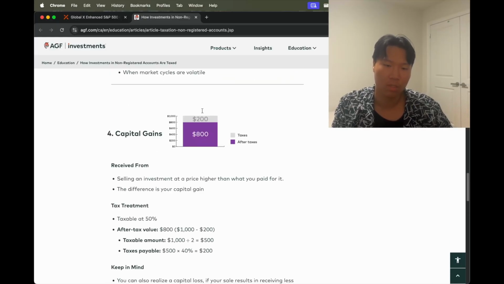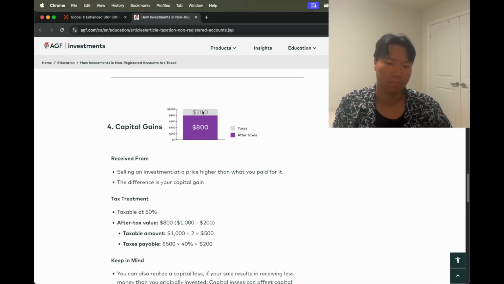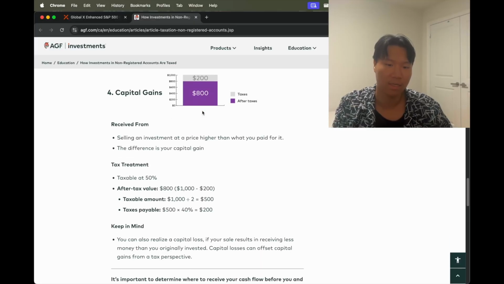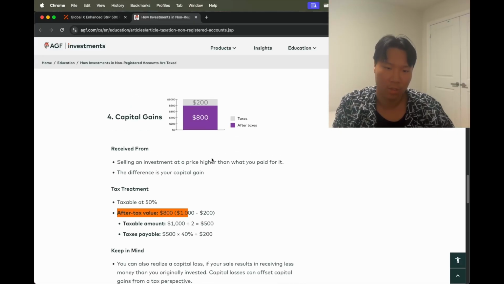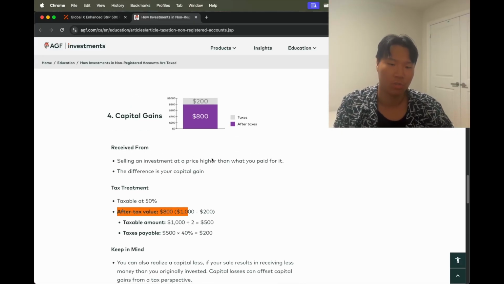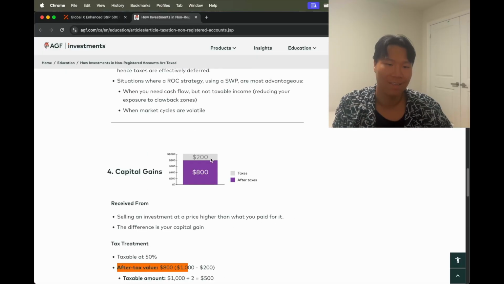So the last one is capital gains. And as I alluded to before, you only need to pay tax on half of the income you receive. So if you made $1,000, then only $500 is taxed at 40%, which is $200. So you get to pocket $800, and you have to pay $200 in tax.